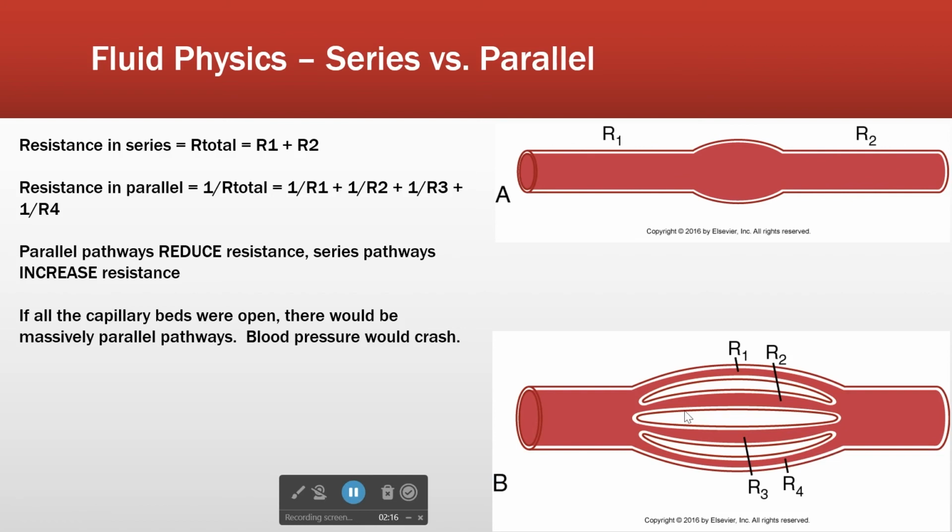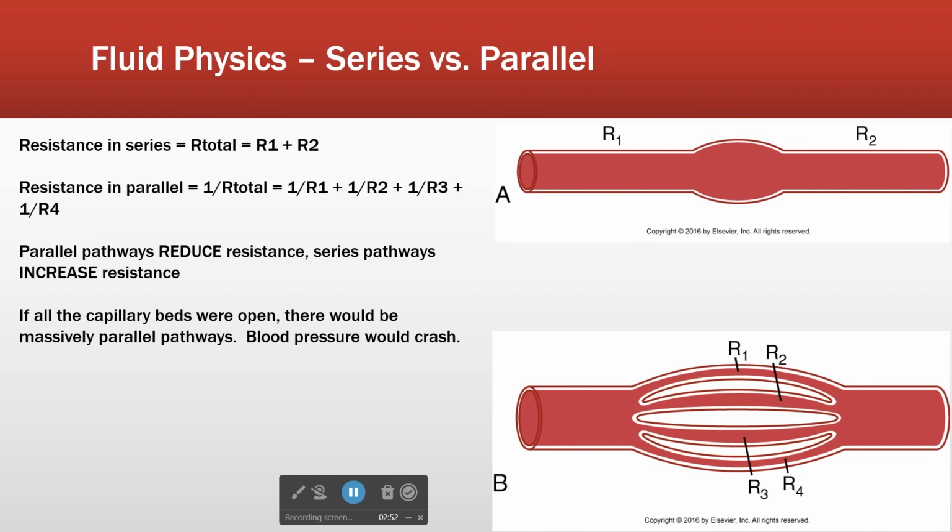If you contrast that with a parallel circuit like this, where we're taking the pipe and splitting it into four smaller ones, it's the inverse. So again, some math here, but 1 over the total is the sum of the inverse of all of these. That sounds like a lot of fancy math. What that means is parallel systems reduce resistance. That's what the physics means there. Series systems tend to increase the resistance.